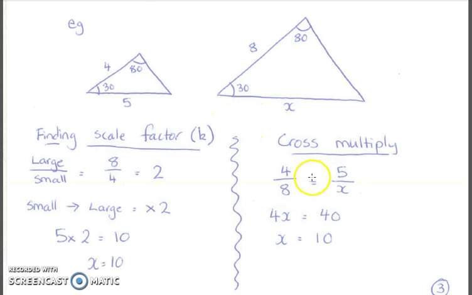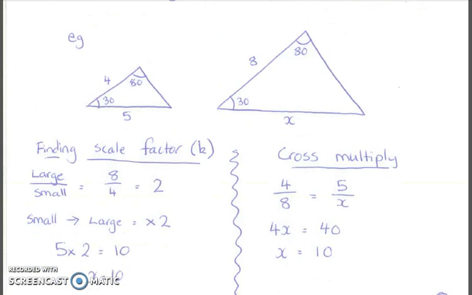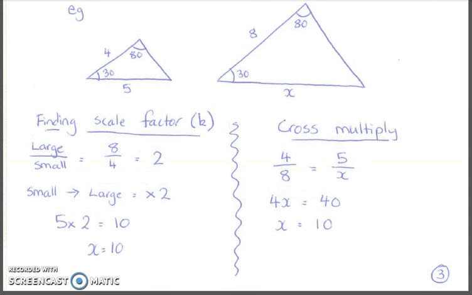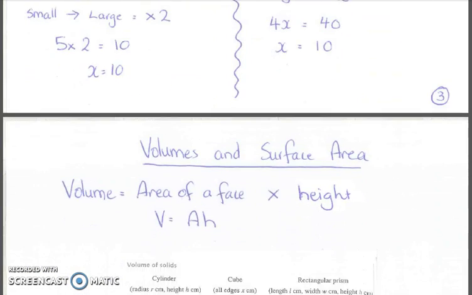Cross multiply method, you pick the same side. Once again, it doesn't matter if you go big to small or small to big. So for example, 4 over 8, then you have to do the same small to big as the same ratio. So 5 over x. Cross multiply in there, so we get 4x, and then we get 40, and solve for x. So there's an example of using cross multiply or the scale factor K with similar triangles.